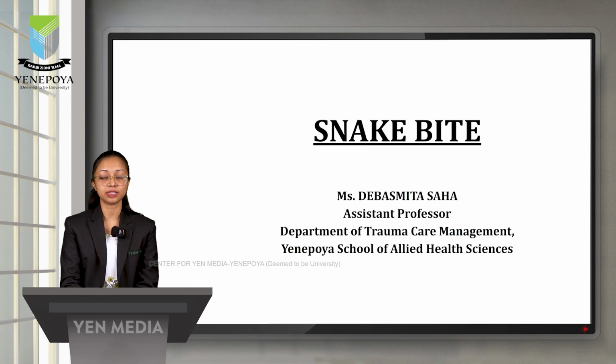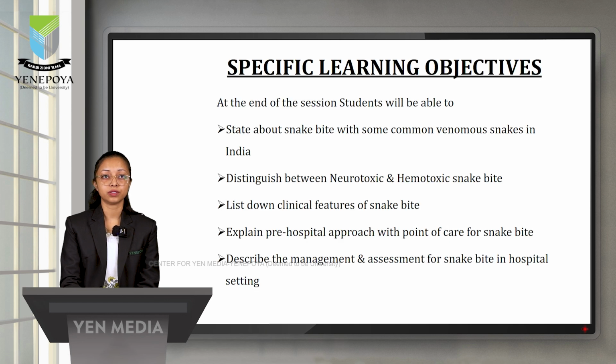Today we will discuss snake bite. At the end of the session, students will be able to state about snake bite with some common venomous snakes in India. They can distinguish between neurotoxic and hemotoxic snake bite, list down clinical features of snake bite, explain pre-hospital approach with point of care for snake bite. They can describe the assessment and management for snake bite in hospital setting.